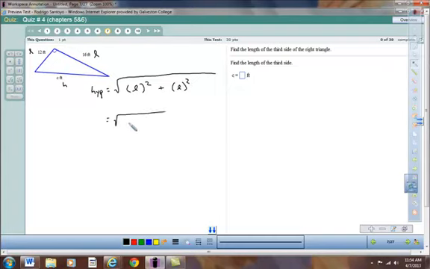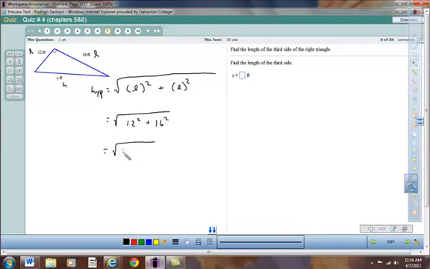So now it's just plugging everything in. 12 squared plus 16 squared. Remember, it doesn't matter which one you put first because they're both the legs. Keep in mind, if they were hypotenuse, it would make a difference. So it's just leg squared plus leg squared. We do the square of each one.